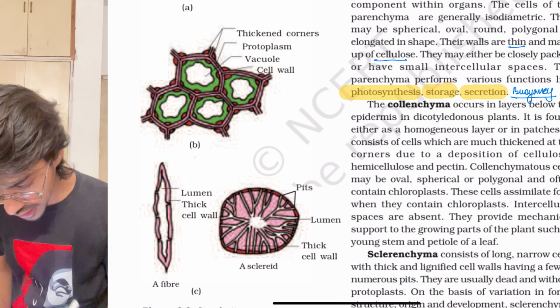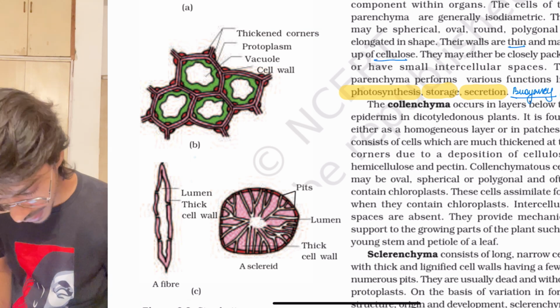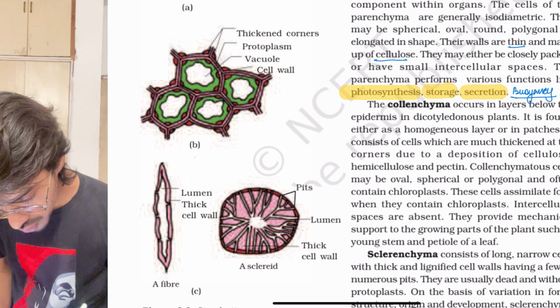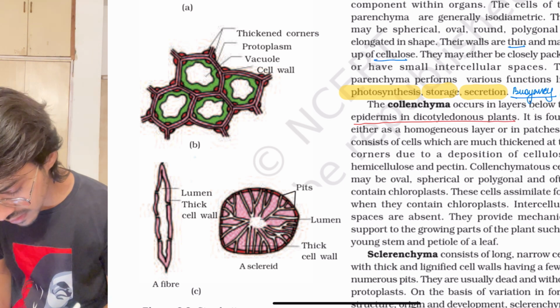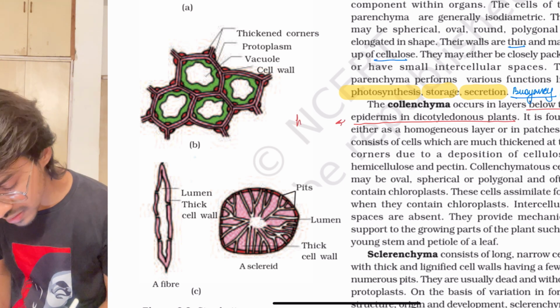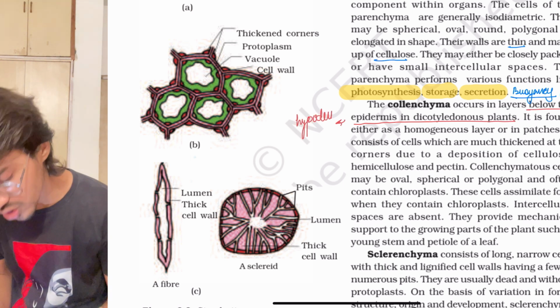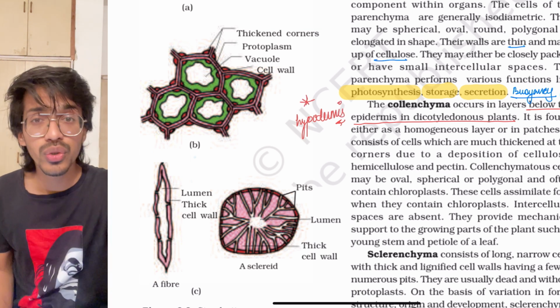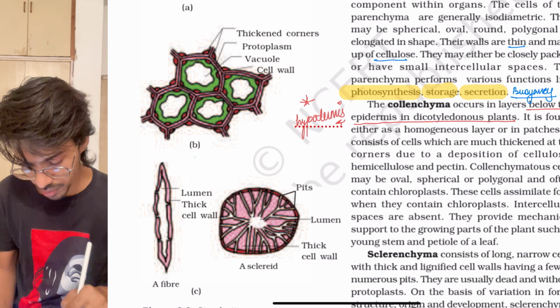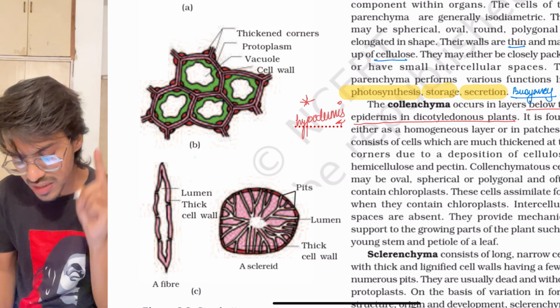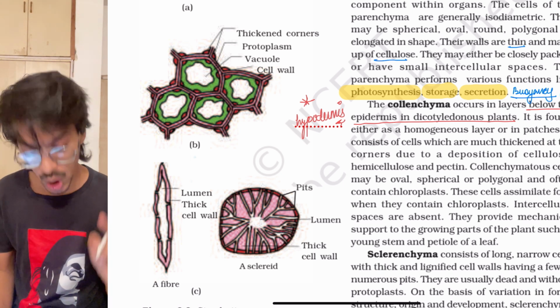Then we have seen the location. We have already studied the location, so let's just come back. They are the part of the layer below the epidermis, meaning it is present in the hypodermis. Remember, this question comes every year, and they just change it a little bit and it becomes the wrong answer. So this is very important for you to remember. In dicotyledonous plants, the hypodermis is made up of collenchyma.